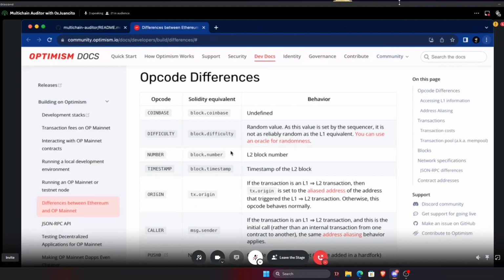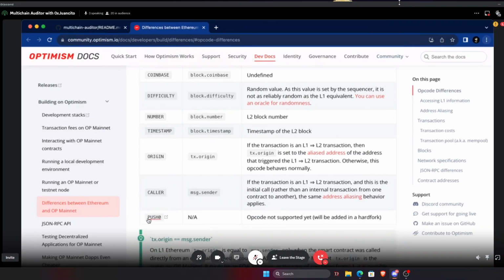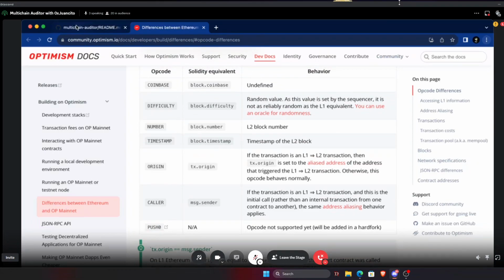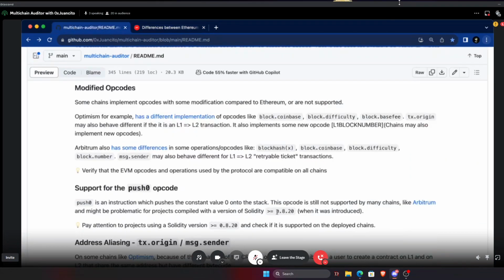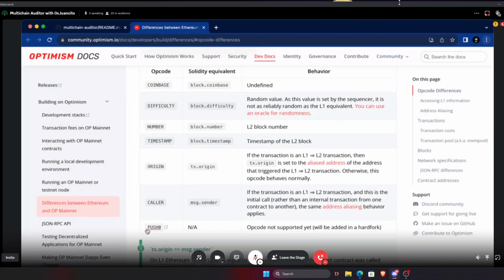And then we have other examples like the Blocknumber that we mentioned, that might be different on L2, or the transaction origin and caller that I think we'll talk about later. Specific mention to push 0. This is an opcode that was introduced in Solidity version 0.8.20. You might have heard of that because of some issues on some chains that were afraid that this opcode was added to Solidity, but it was not implemented on all chains.